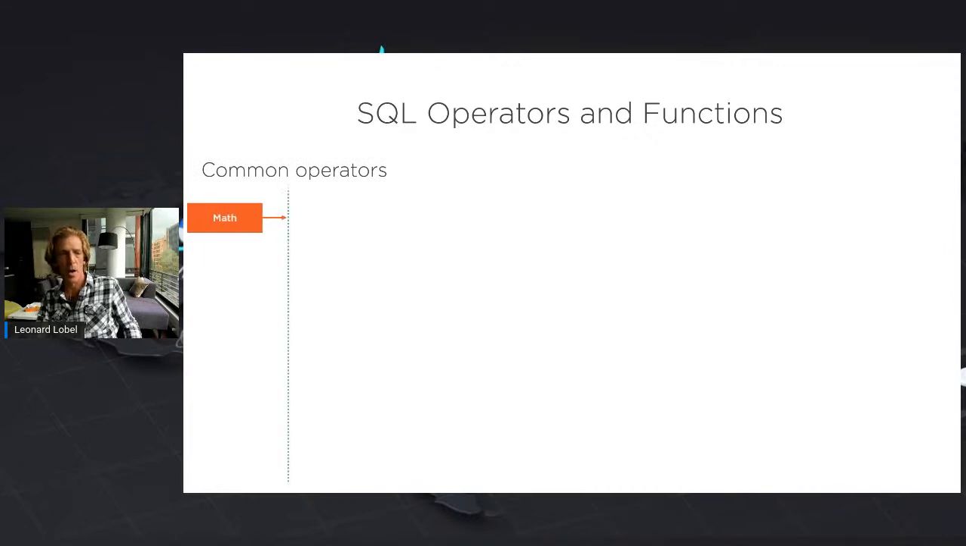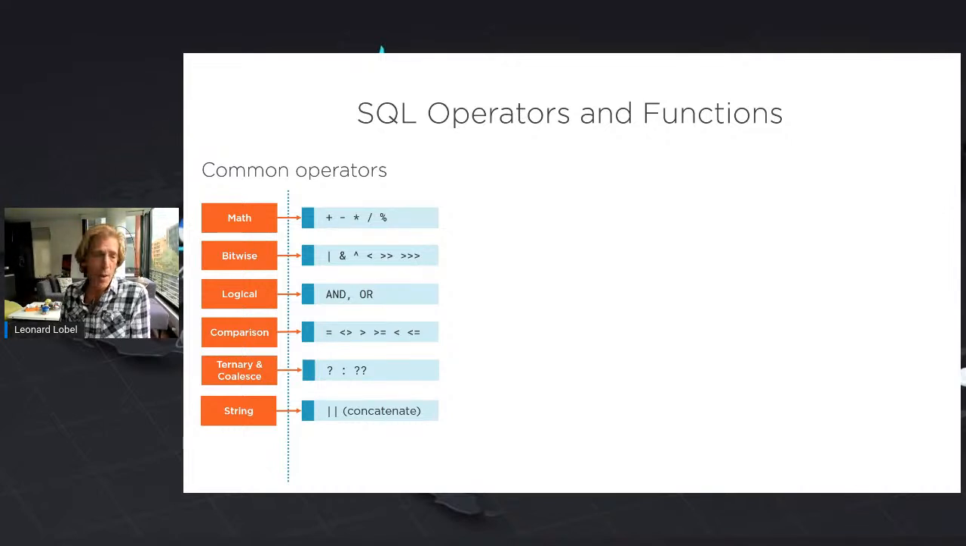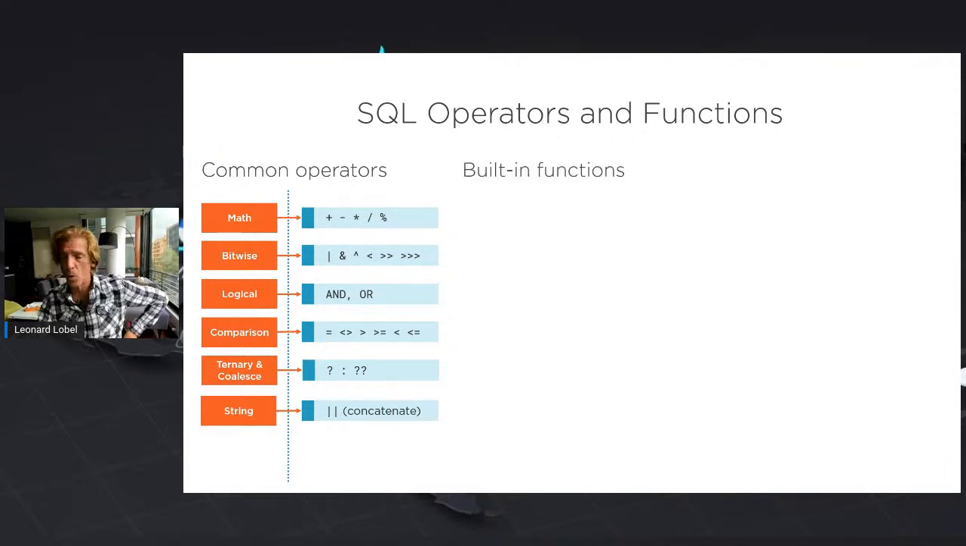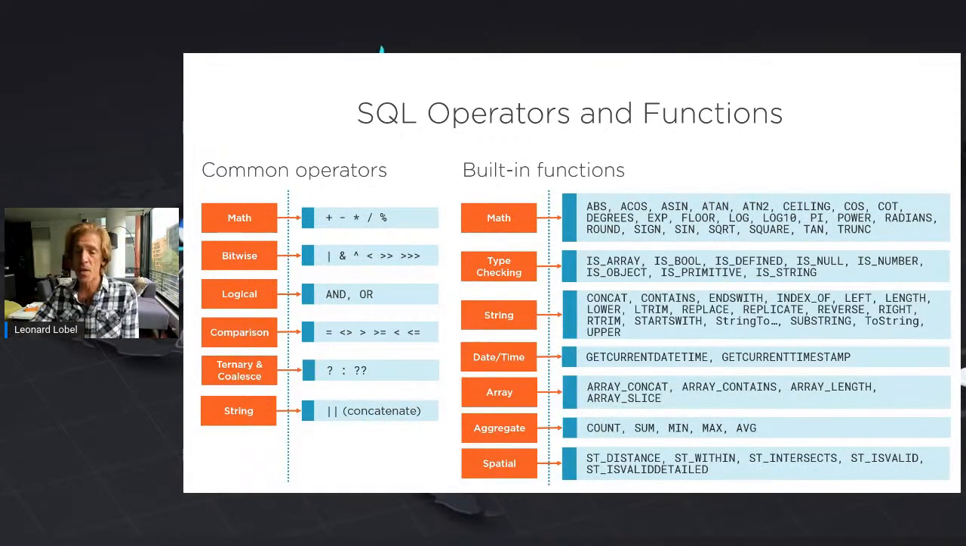and functions. So the common operators, of course, no query language would get off the ground without your basic math, bitwise, logical, comparison operations, basic string concatenation, ternary, coalesce. You obviously need those operators. But then we've got a host of these other functions, the math functions, type checking functions, which really come in handy when you're dealing with an unknown schema, and you can test for things being defined or not defined, and if they are defined, what type they are: a Boolean, an array, an object, or a string, a number, and so on.